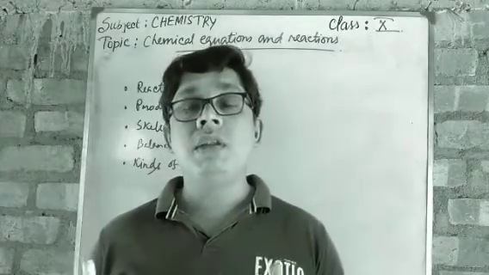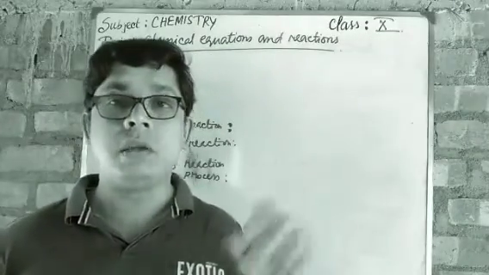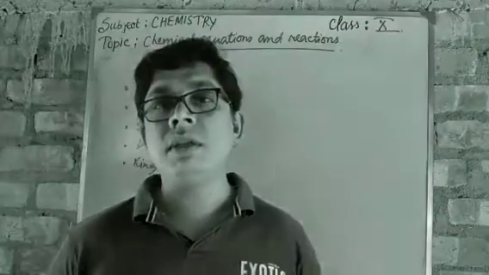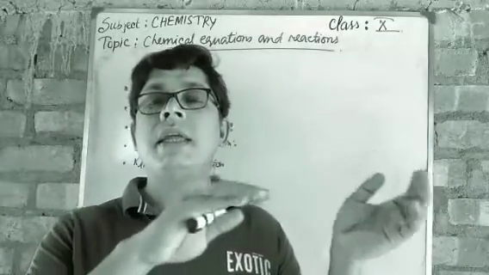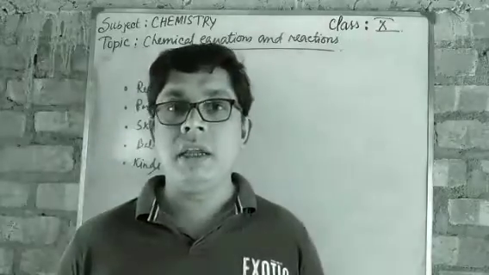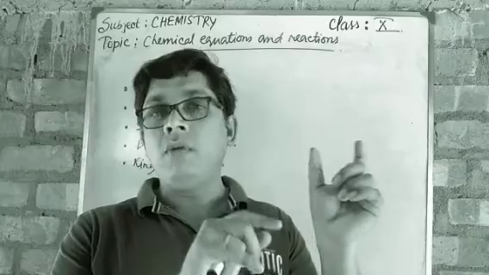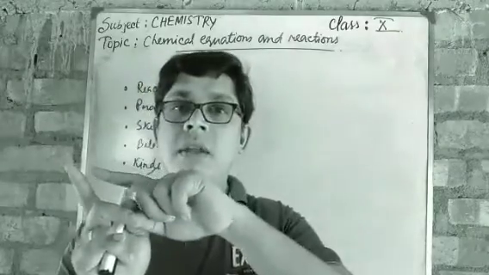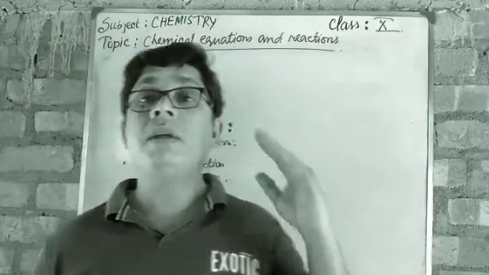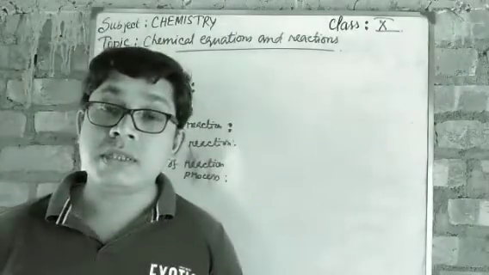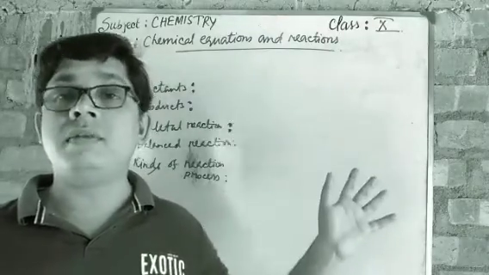Primarily we did two types of equations: the physical equation and the chemical equation. In a physical equation, the product that comes can change again into reactants. Suppose H2 plus O2 gives H2O, and H2O can be reversed again. That is a reversible equation. But what we are going to discuss now is totally irreversible. It never reverses at any time.